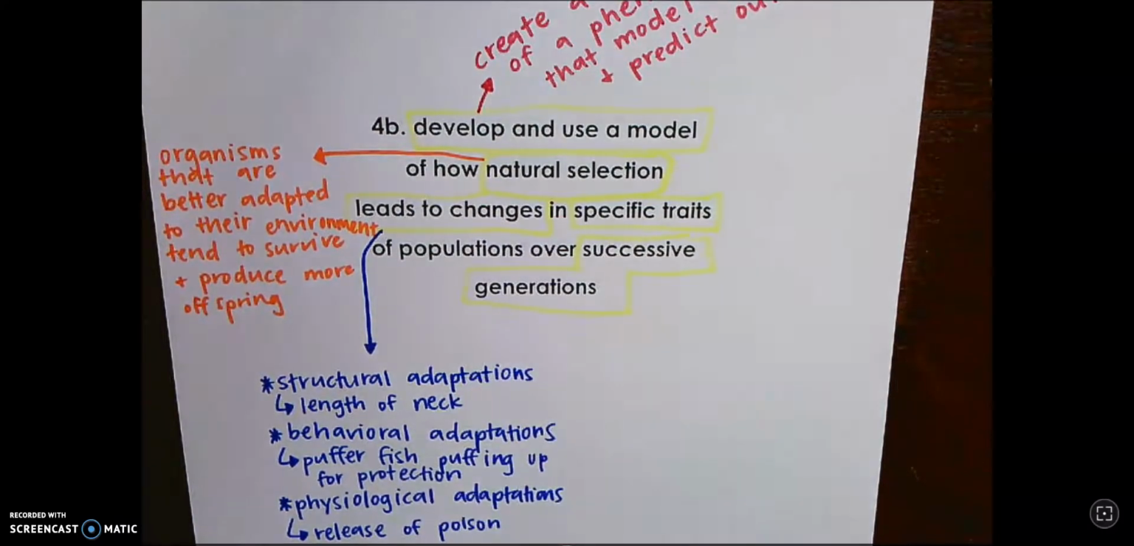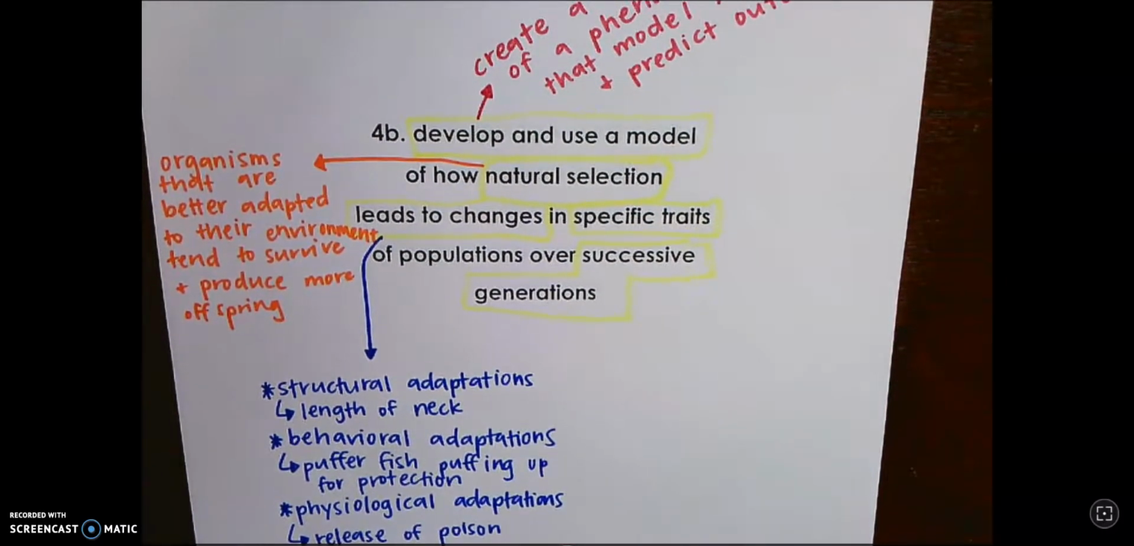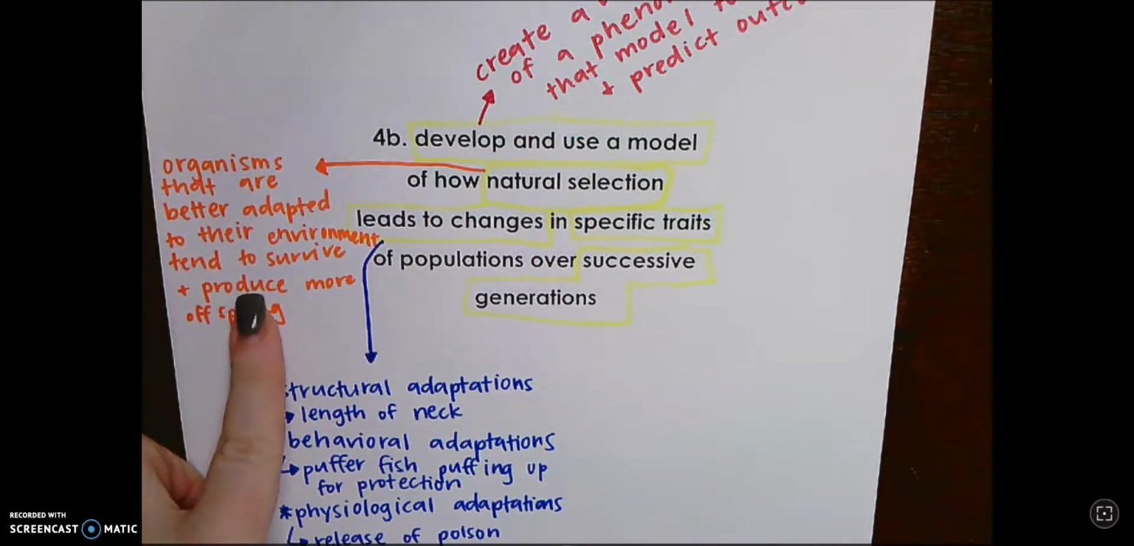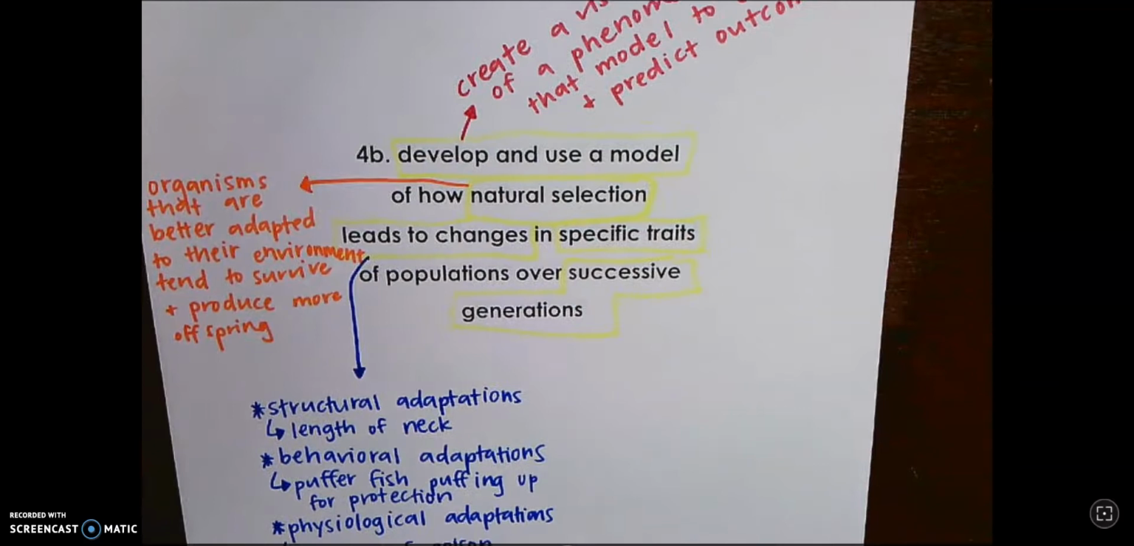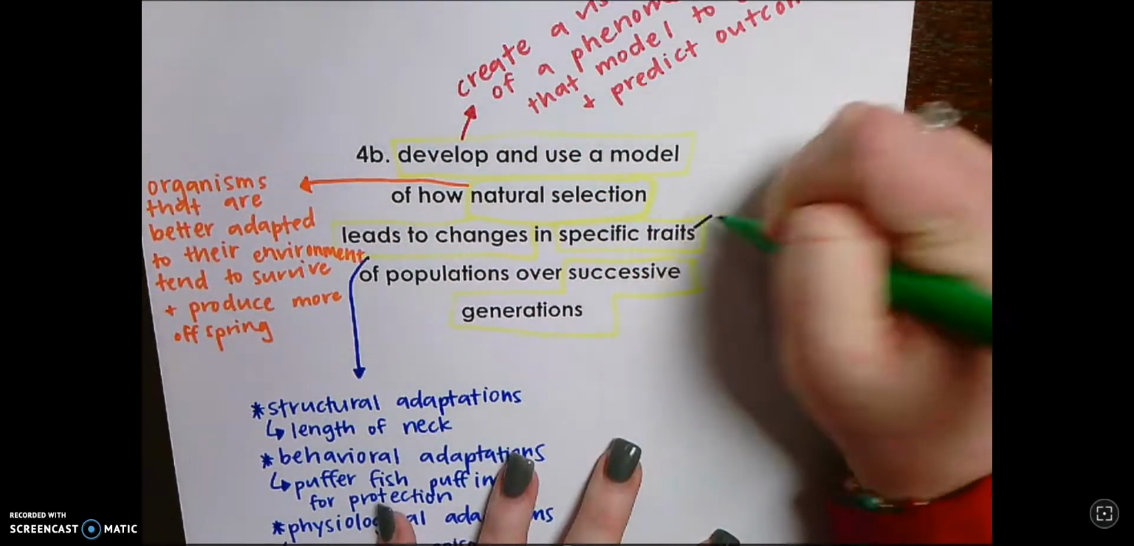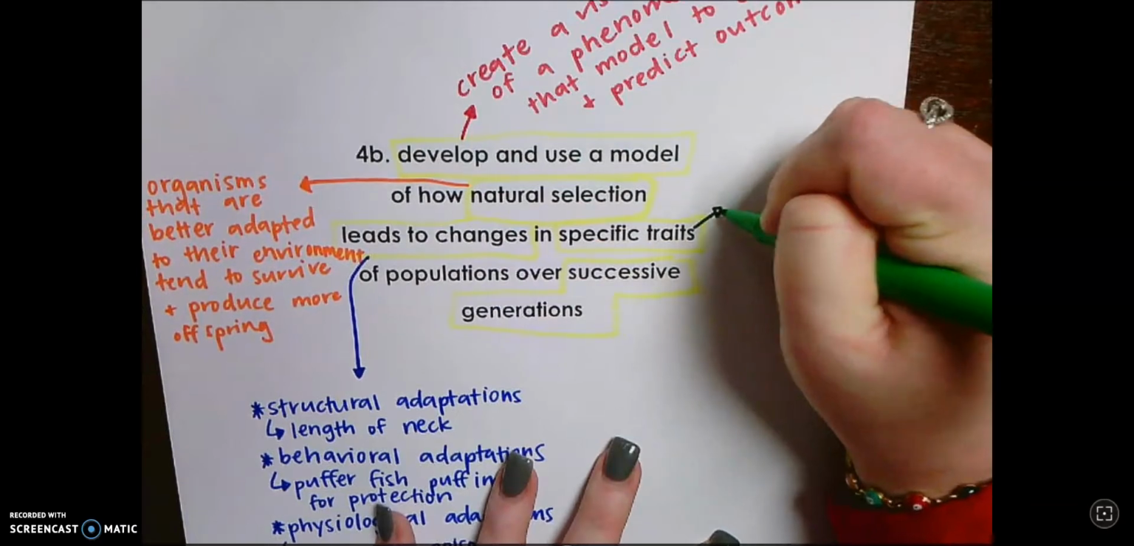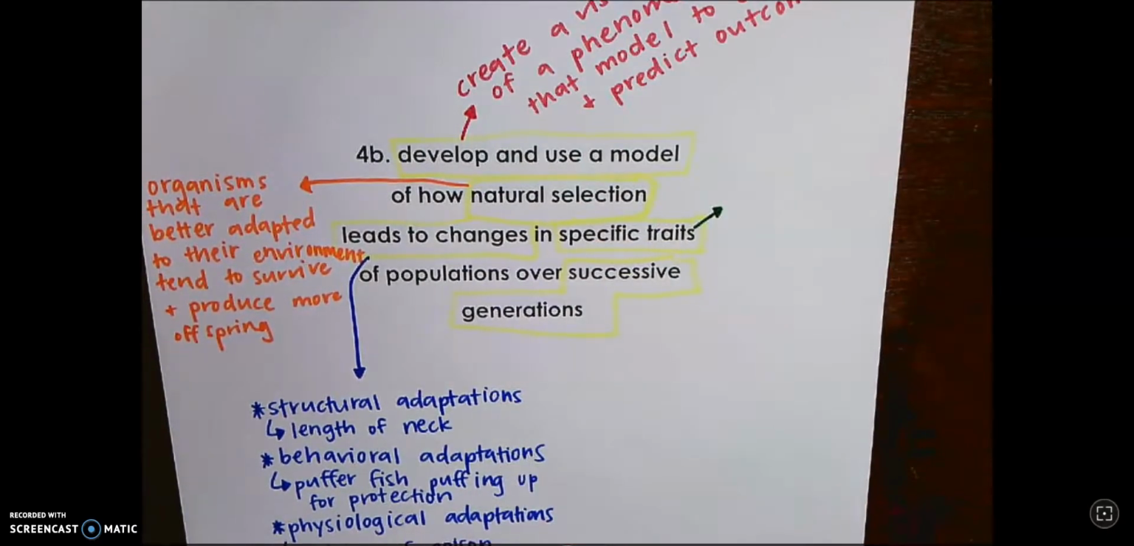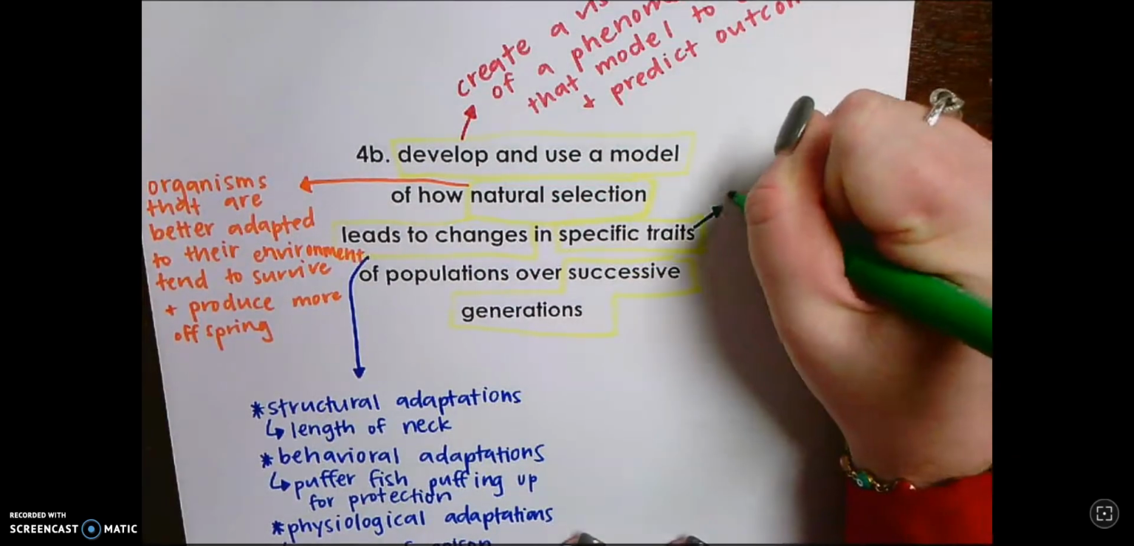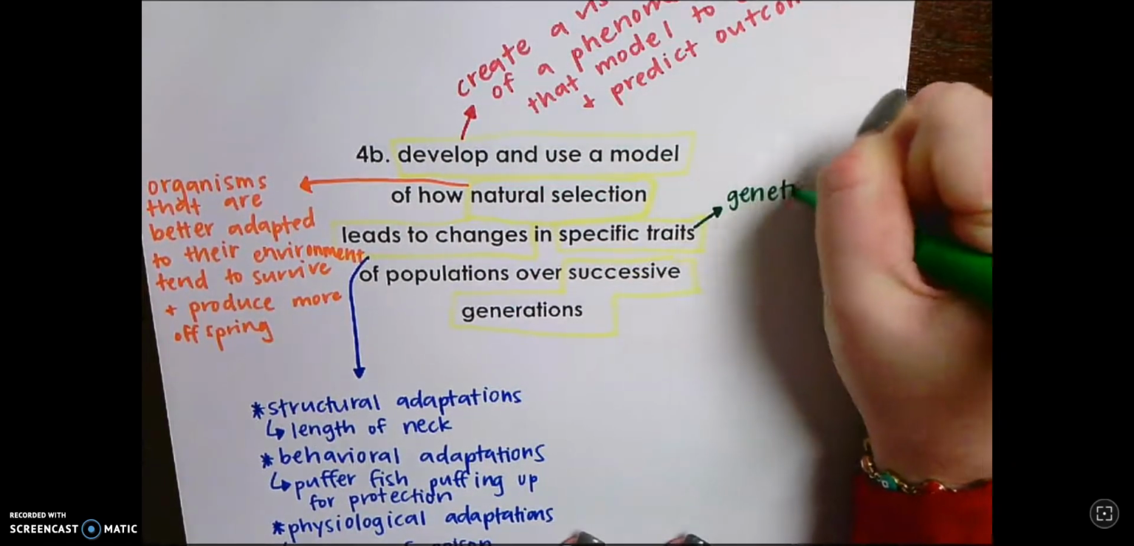We know that specific traits that allow an organism to be more fit for their environment are going to be what allows them to survive and produce those offspring. And we know that organisms that produce variations or different versions of the same trait are going to give some of them an advantage and some of them a disadvantage. So next to where we have specific traits, I'm going to write genetic variation.